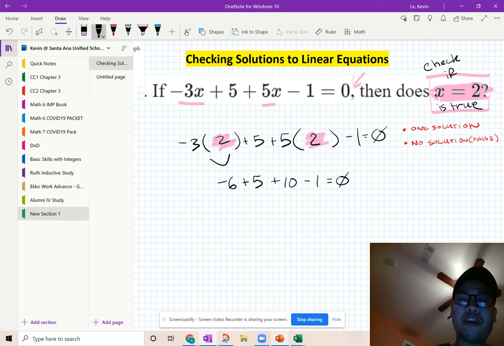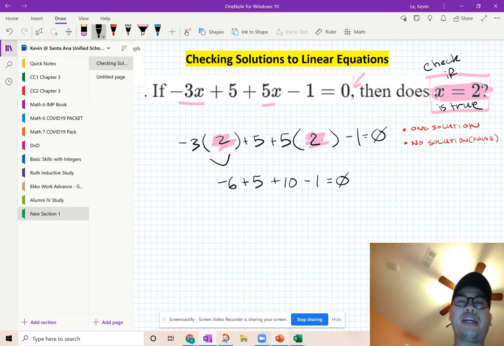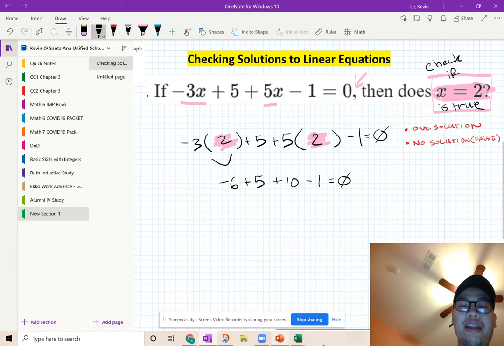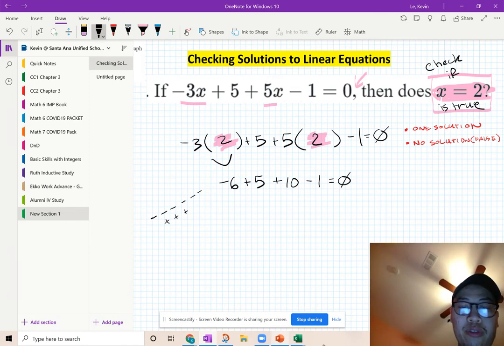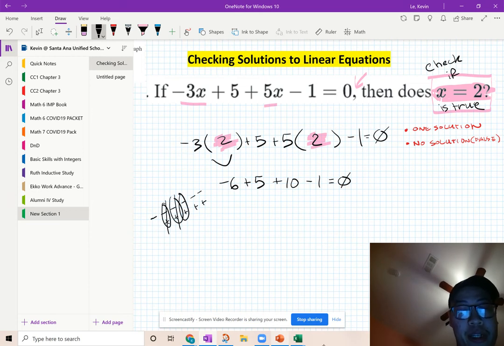Now I have no multiplication and no division, so I know it's safe. Next, after multiplying and dividing, it's either add or subtract, and you do it going from left to right, just like how you read. So I have negative 6 plus 5. If you don't remember your positives and negatives, you can always draw them out. I have 6 negatives, 1, 2, 3, 4, 5, 6, and 5 positives, 1, 2, 3, 4, 5. You can just cross out your zero pairs, and I'm left with 1 negative.